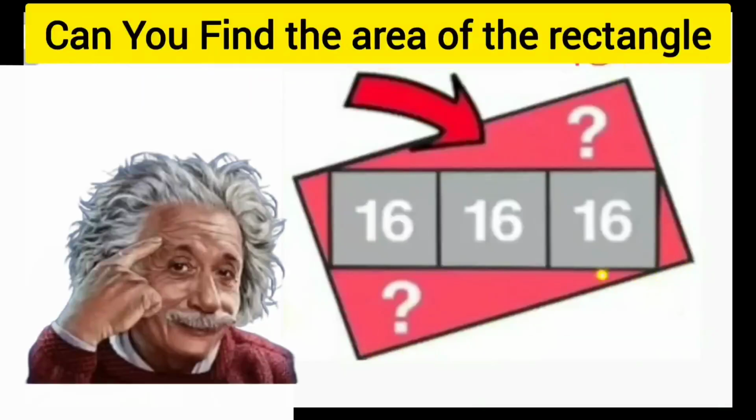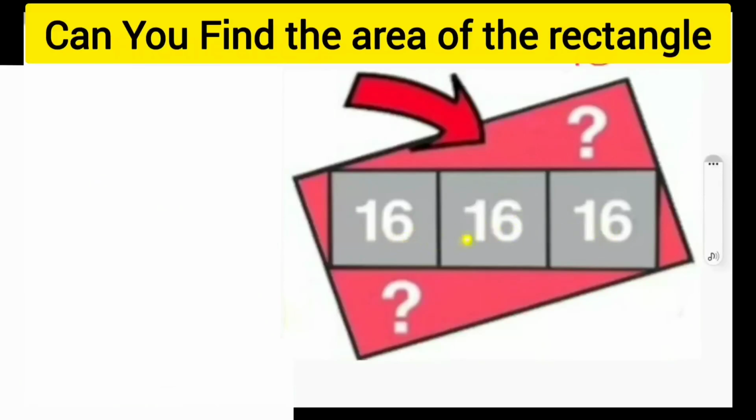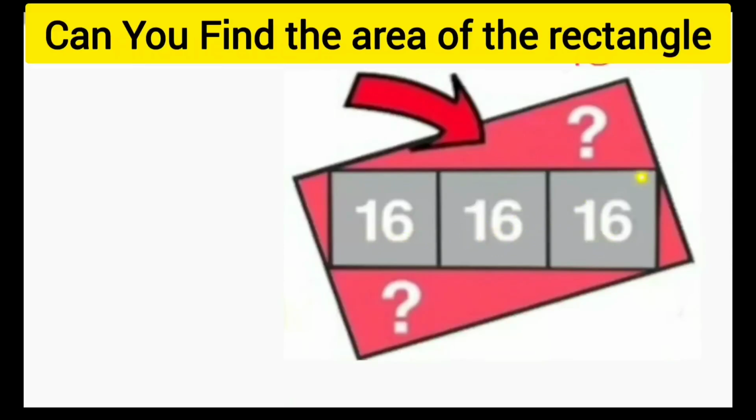We have a rectangle, as you can see. Inside there are 3 squares joined together. Each square is identical to the other, and its area is known, 16 square centimeters each, and the 3 squares together also form a rectangle. So what's required? We need to find the area of this big rectangle.